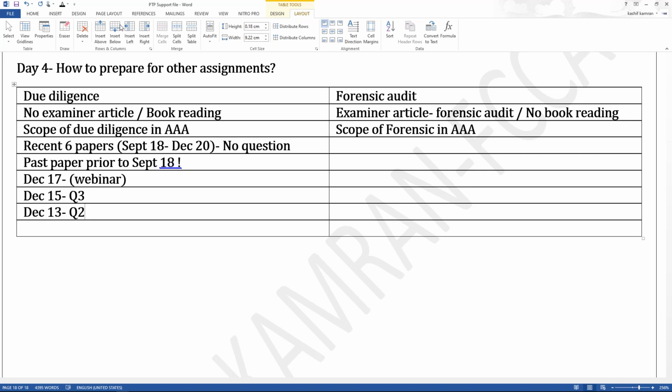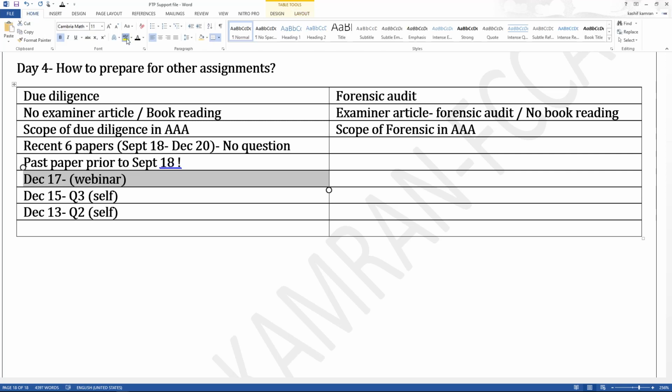I'll put the December 15 and December 13 papers on the WhatsApp group because they're very old papers and you will not find them on the ACCA website. Is that clear? But you have to do the December 15 and the December 13 on your own. And the latest one, December 17, I will be doing in the webinar.